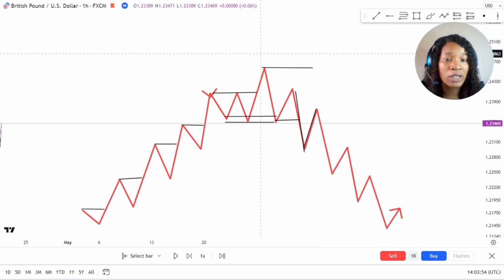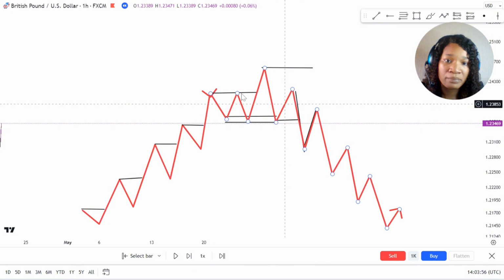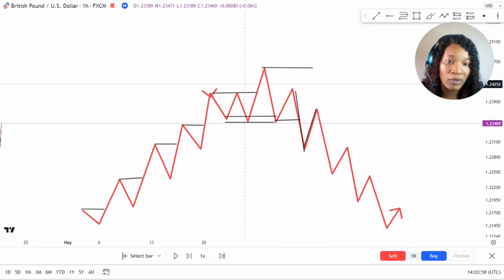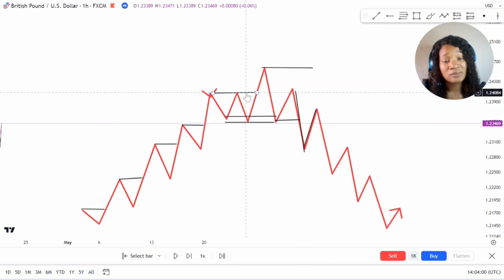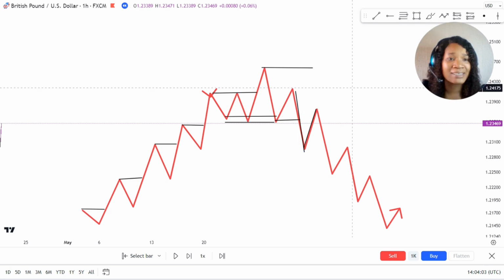So this pattern here is called change of character. Some people call it head and shoulders pattern. Like I said earlier, there are different strategies, and different strategies may have the same idea but different names. The most important thing is you understand the trend, you understand when the market is giving signs that it wants to change its trend, and you follow suit. There's no need buying when the market is selling or selling when the market is buying. You can do that, but you have to be careful.